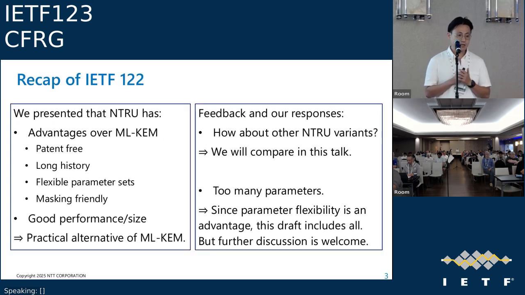So here's a quick recap of the last meeting. I presented that NTRU has some advantages over ML-KEM, and also good performance and size compared to ML-KEM. Due to these features, I said that NTRU can be a practical alternative to ML-KEM. Fortunately, there was some feedback, and I'd like to show two items. First, there's a question about other NTRU variants, including NTRU Prime and NTRU Plus, and I'd like to compare these variants in this talk. Also, there's an opinion about the number of parameter sets. Actually, there are 5 parameter sets. After discussion, we decided to include all of them because this kind of parameter flexibility is one of the advantages NTRU has. But further discussion is welcome on this point.